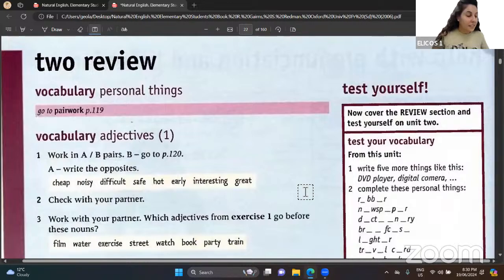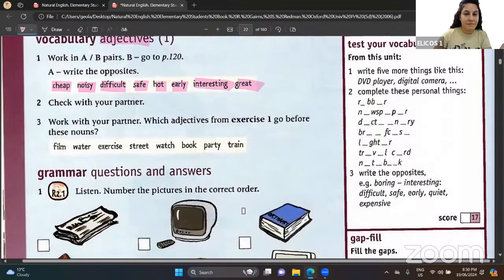Okay, let's look at the review. So we have adjectives, remember, which give us information about the object. So: cheap, noisy, difficult, safe, hot, early, interesting, great. So what can we say about a film? Maybe it was a good film. It was a boring film.